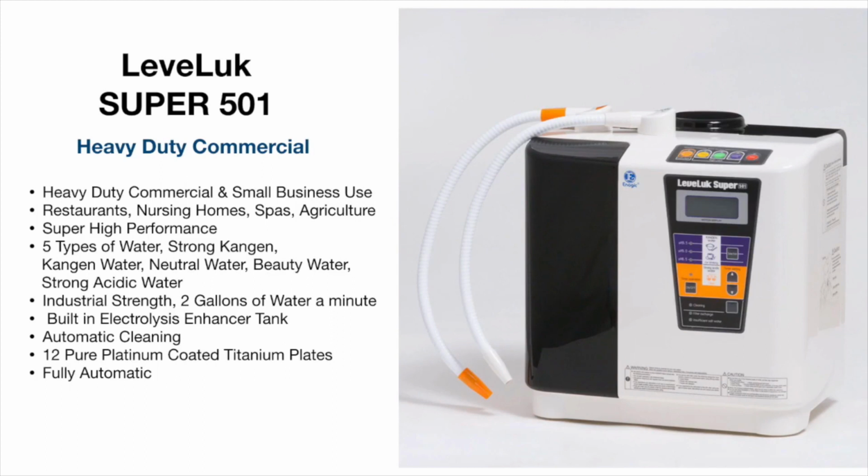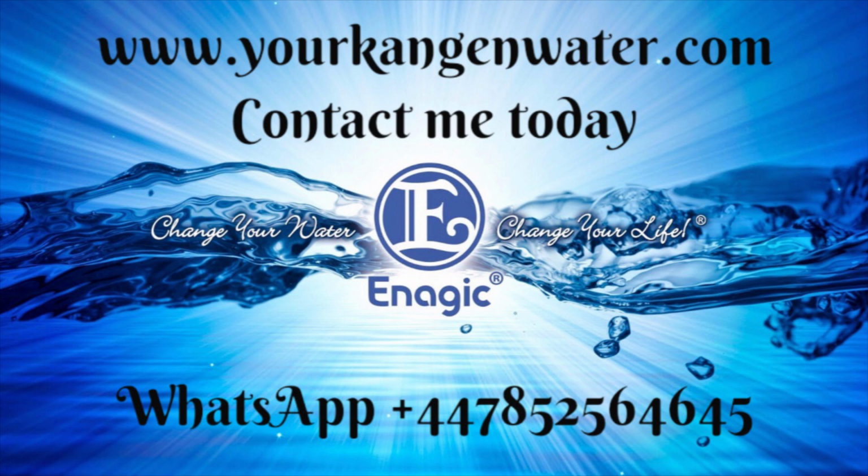Now, the other amazing feature with this system is that, do you remember the enhancer solution? That bottle you need to pour into your Kangen machine to be able to produce a strong acidic water? Well, this system here is capable of producing its own enhancer solution, meaning you no longer need to purchase those enhancer solution bottles from Enagic any longer. Because at the back of this machine, there is a chamber where you put in sea salt. You mix it with water, and the machine will produce its own enhancer solution. So just to summarize, the Super SD501 is a powerful unit. It's super easy to use. It contains 12 titanium plates and it has industrial strength.